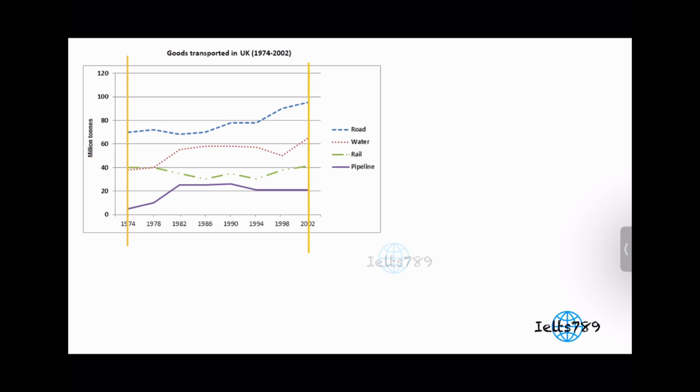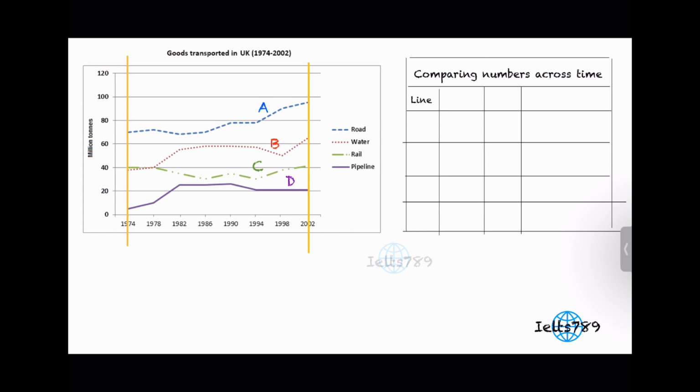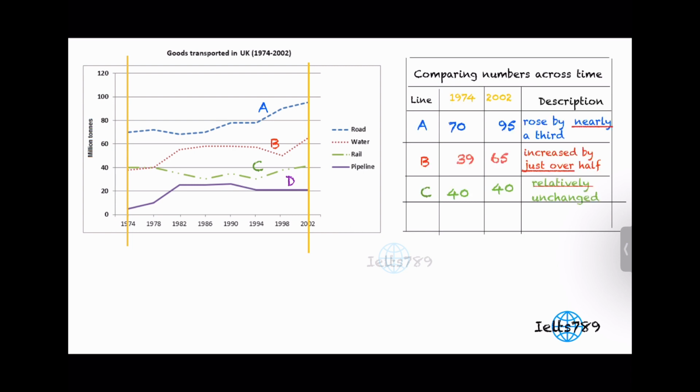Note the lines A, B, C, and D. I've color-coded them as well to match the actual colors of the lines shown. Next, check the table on the right, where I've listed the data for better clarity. Again, note the use of adverbs for approximation, underlined in red. Finally, check out the example below.